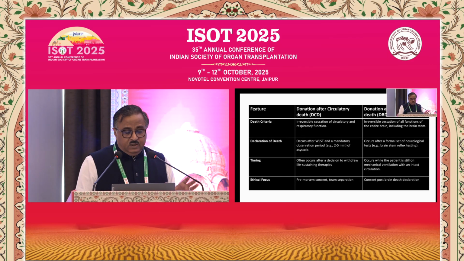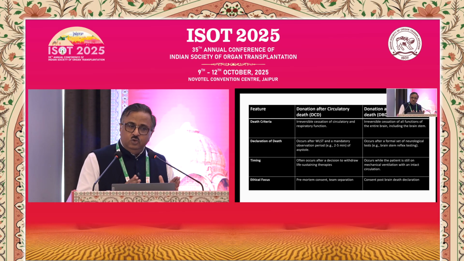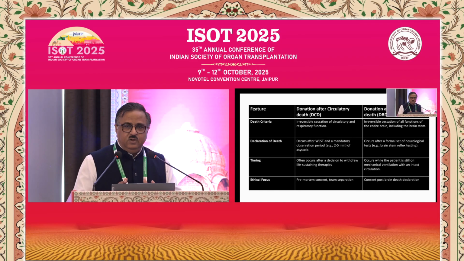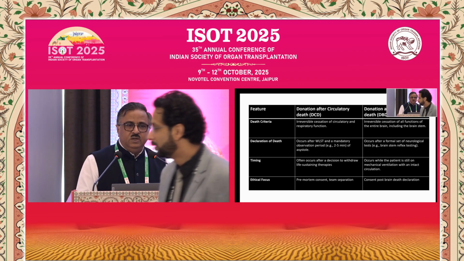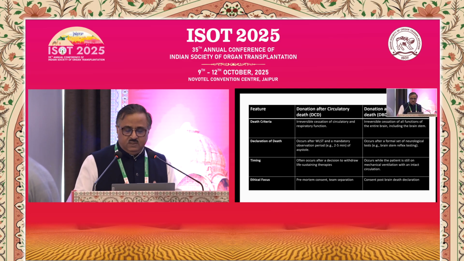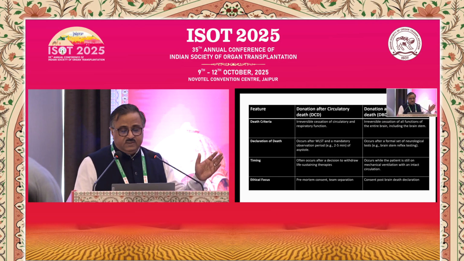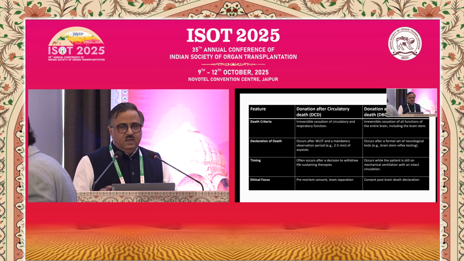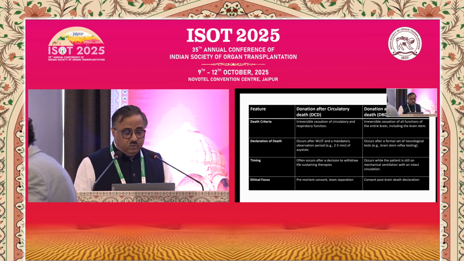Now about the timing, it often occurs after the decision to withdraw life support therapies. It means the patient has come, you have tried to resuscitate, you have failed to resuscitate, he has gone into circulatory arrest and you take a decision to transplant. So these things are very fast. Whereas in DBD it occurs while the patient is still on mechanical ventilation with an intact circulation. So there is a big difference between the two.